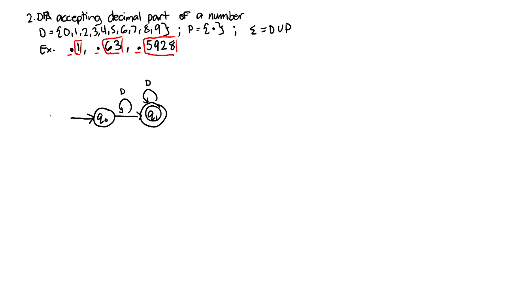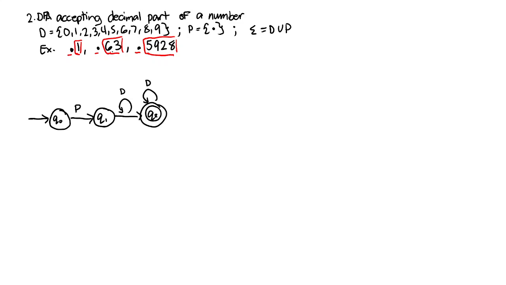So, we can do Q0, then Q1, and then Q2. We moved the states. Since the string starts with a point or dot, we put here the period. We just extend it. By doing that, we can accept the dot before the series of digits.